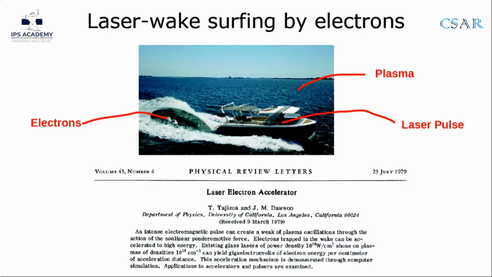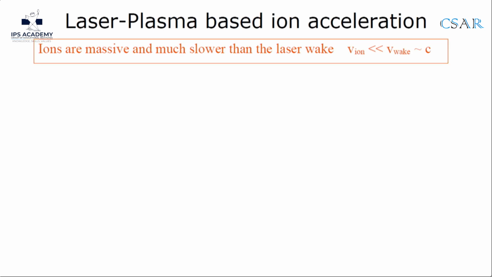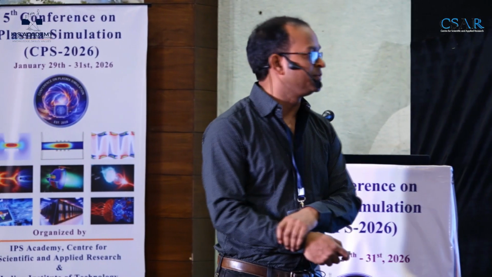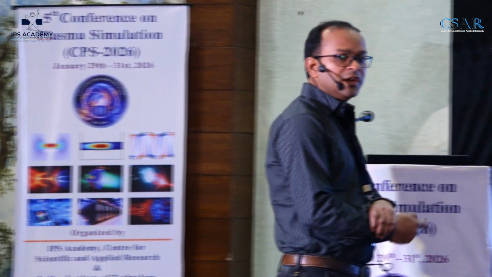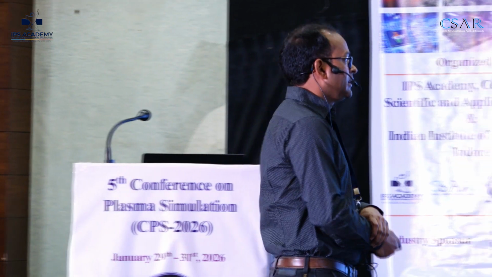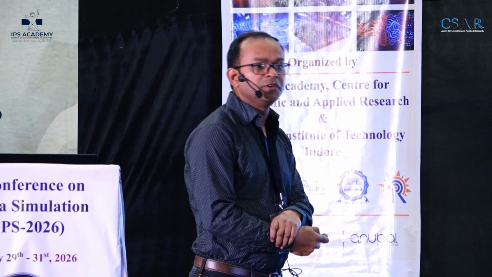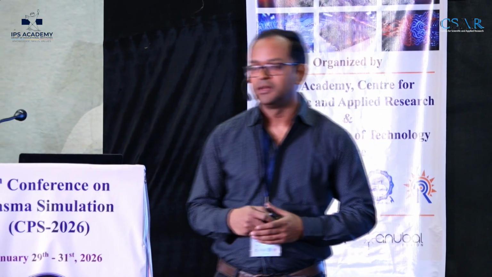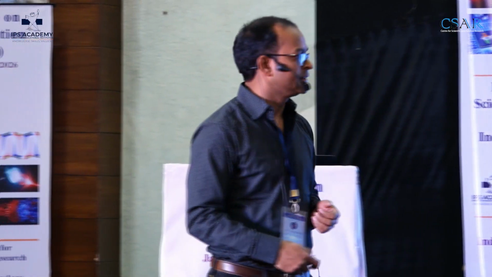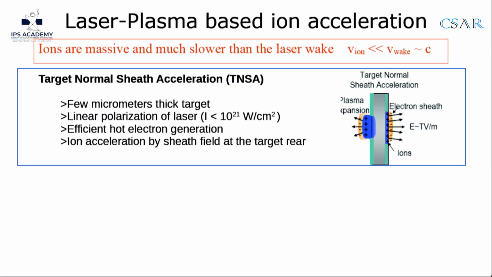But what about ions? Can we do the same thing with ions? No, because ions are heavy and they cannot catch up with these wakes, which are moving at a very high, relativistic speed. So we have to find alternative methods, and there are alternative methods. We don't have an underdense plasma. Rather, we use solid targets and irradiate them with very high intensity lasers.